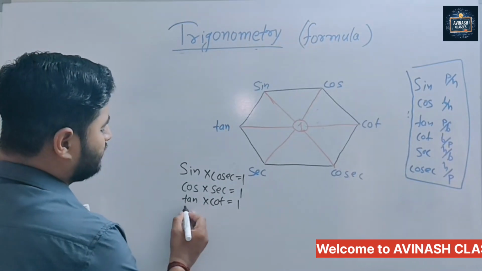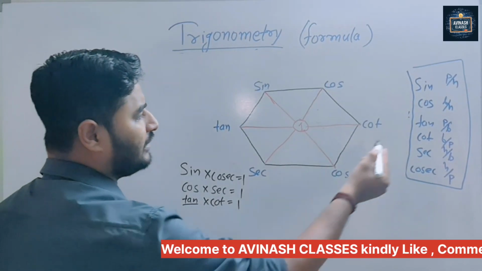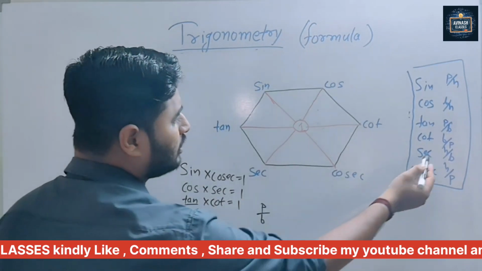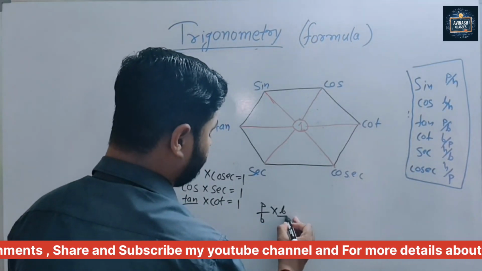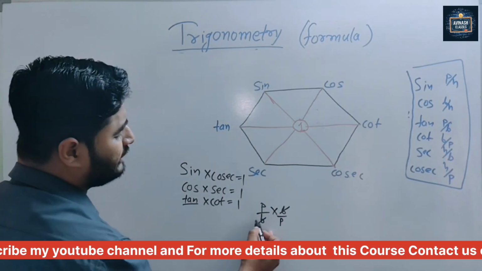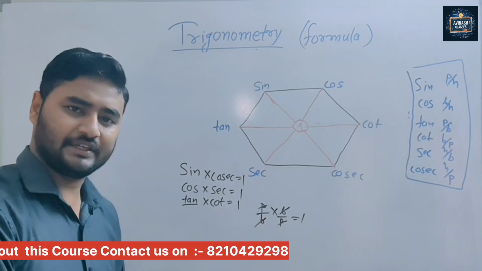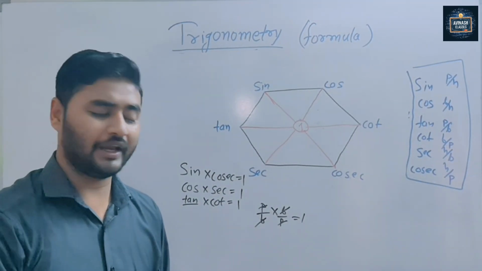Let's check one. Suppose you are taking the tan. So what is the tan formula? P by B. And what is cot? Cot is B by P. So see, this cancels with this, cancels with this. So anything you can prove, you get the same answer. Sir, this part we understand, no problem.